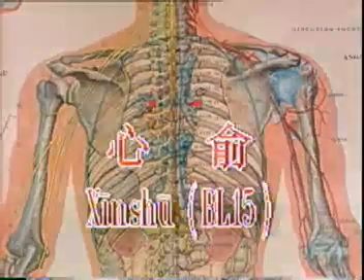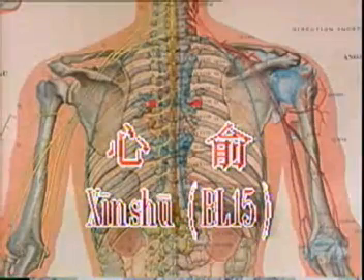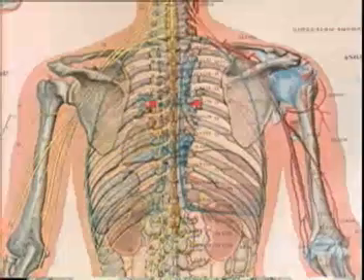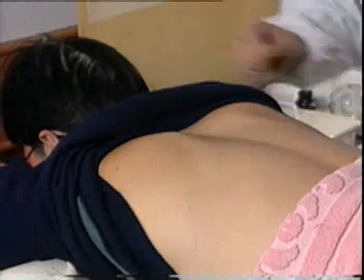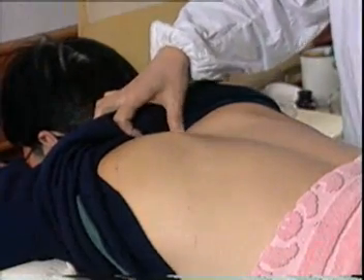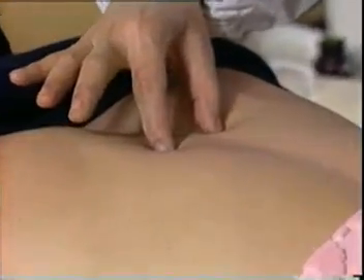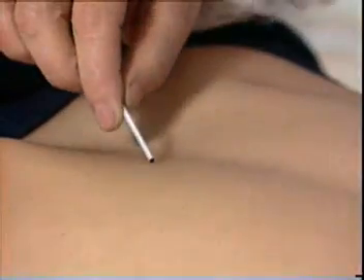Xinshu. The patient adopts a prone position. The point is 1.5 tun lateral to the level of the lower border of the spinous process of the fifth thoracic vertebra. Indications are mania, epilepsy, palpitation, loss of memory, nocturnal emission, panic, cough, pain in the chest and back.